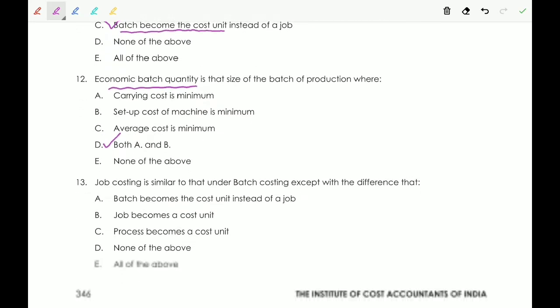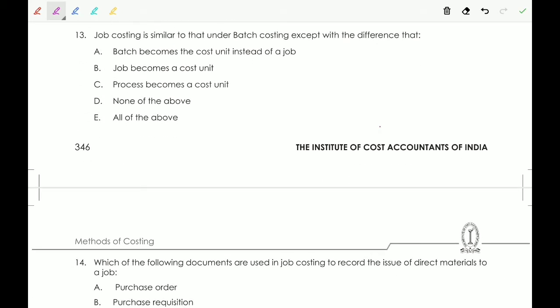Next, 13th, job costing is similar to that under batch costing, except with the difference that A batch becomes the cost unit instead of a job, B job becomes a cost unit. Yes, in job costing, job becomes a cost unit. So this is the answer.